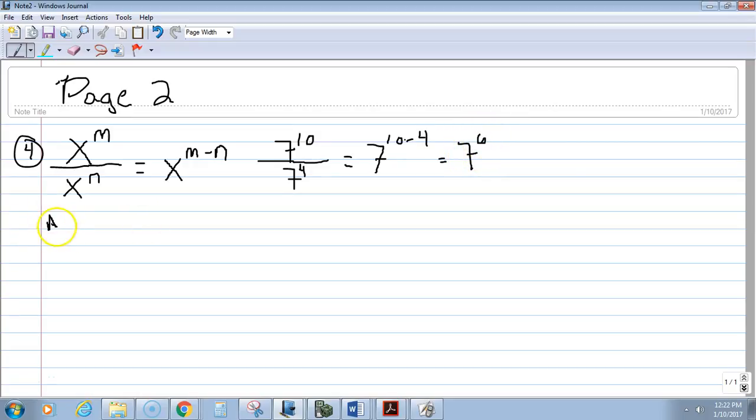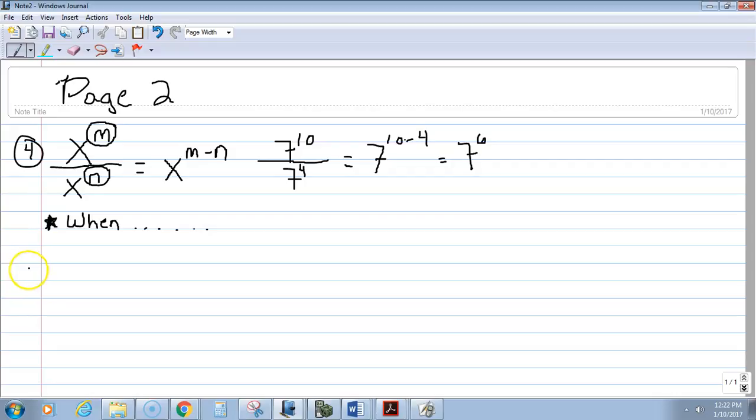So again, you need to write that sentence down here. When you are dividing numbers that have the same base, finish that sentence. When you are dividing numbers that have the same base, what do you do with the exponents? Okay? And it's always, when you're subtracting, it's always the exponent on the numerator, and you subtract the exponent on the denominator.